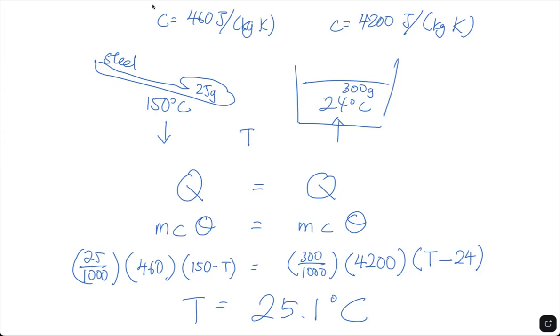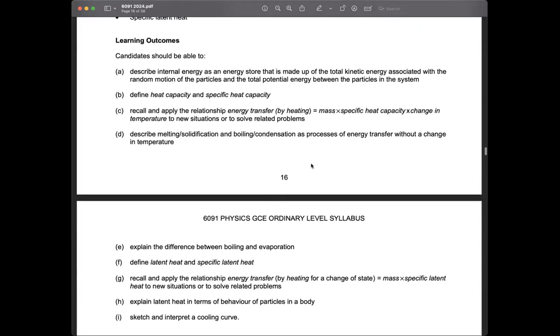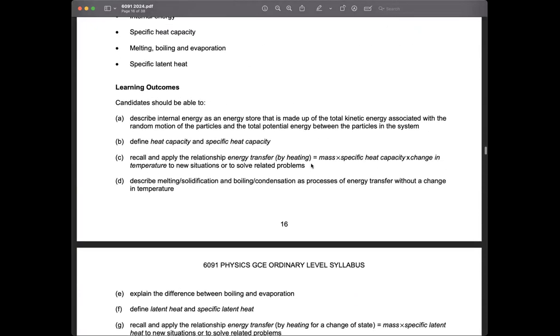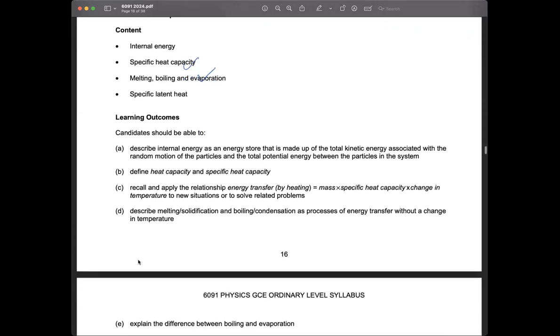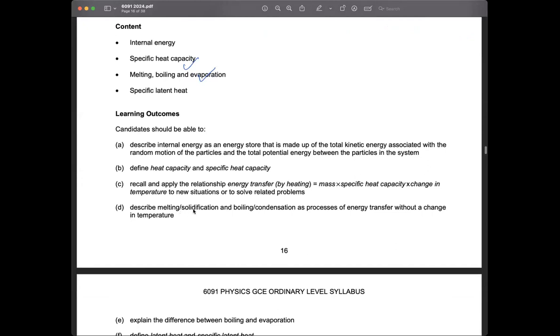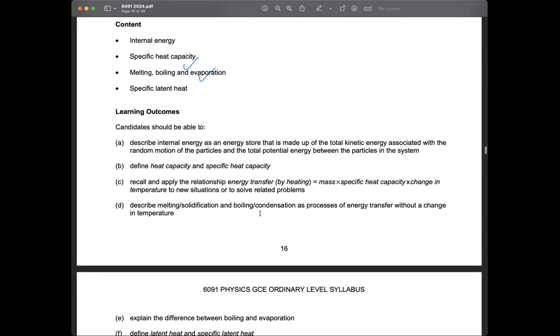Okay, up to here, are you all clear? All clear? Then we go to the last part of this topic. So we have finished with specific heat capacity. Now we're going to talk about melting, boiling, and evaporation. All of you know that melting and boiling is a thermal process where there is no change in temperature. Okay, so far?